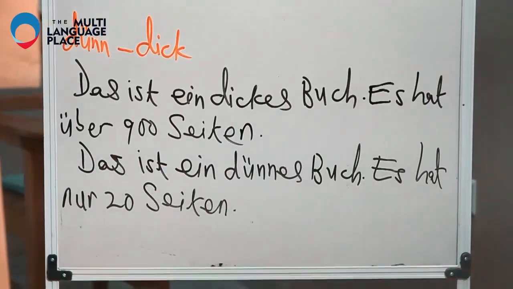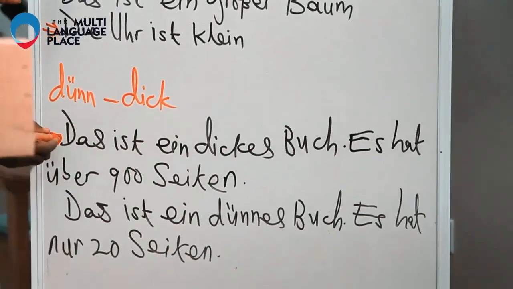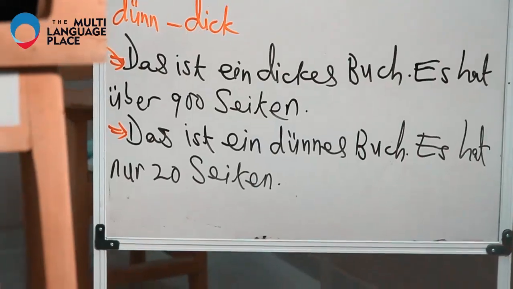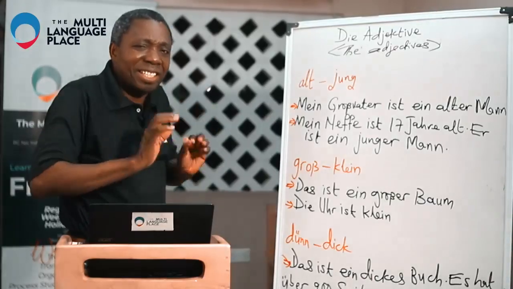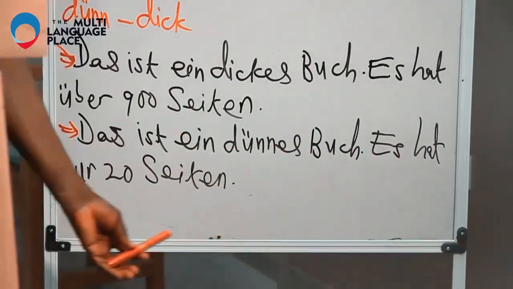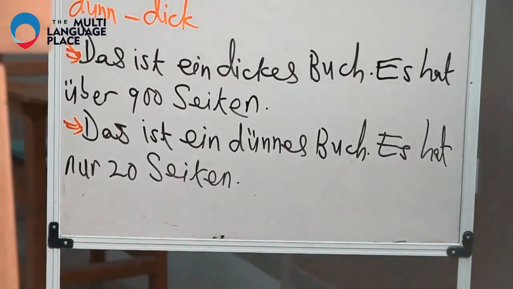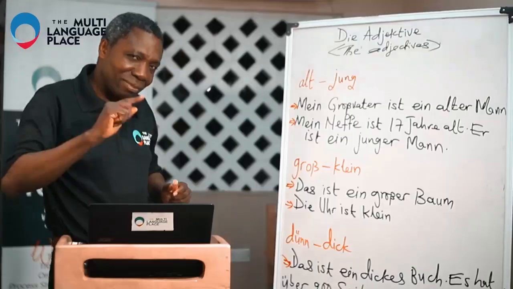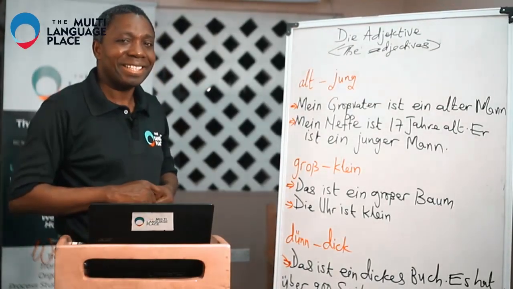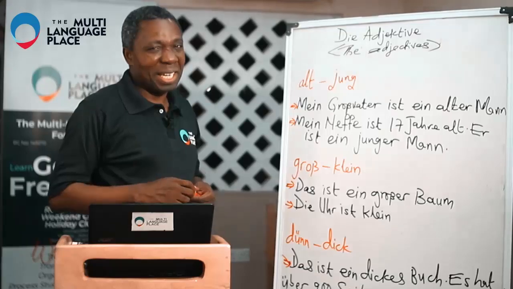And then the next one. Das ist ein dünnes Buch. Es hat nur 20 Seiten. That's a very thin book. That is a thin book, not fat, the opposite. It has only 20 pages.